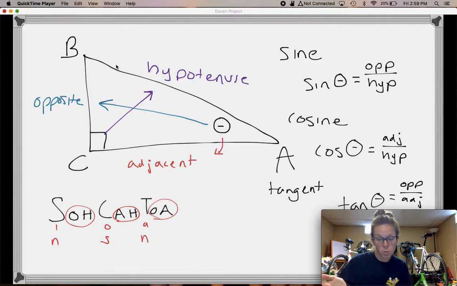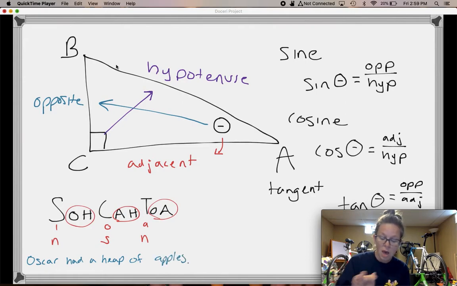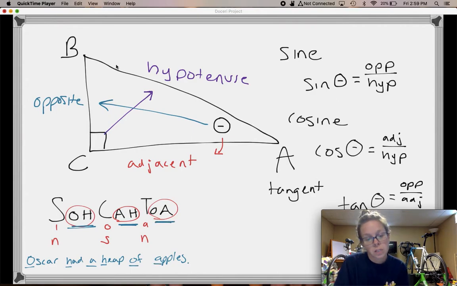So SOHCAHTOA is one memory trick. Another one that my teacher used for those who struggled to spell it was she would write out SOHCAHTOA, but then underneath she would also write "Oscar had a heap of apples." And that helps you spell it. If we take the first letters of each of those words, O-H, A-H, O-A, it helps fill in the spelling of SOHCAHTOA.